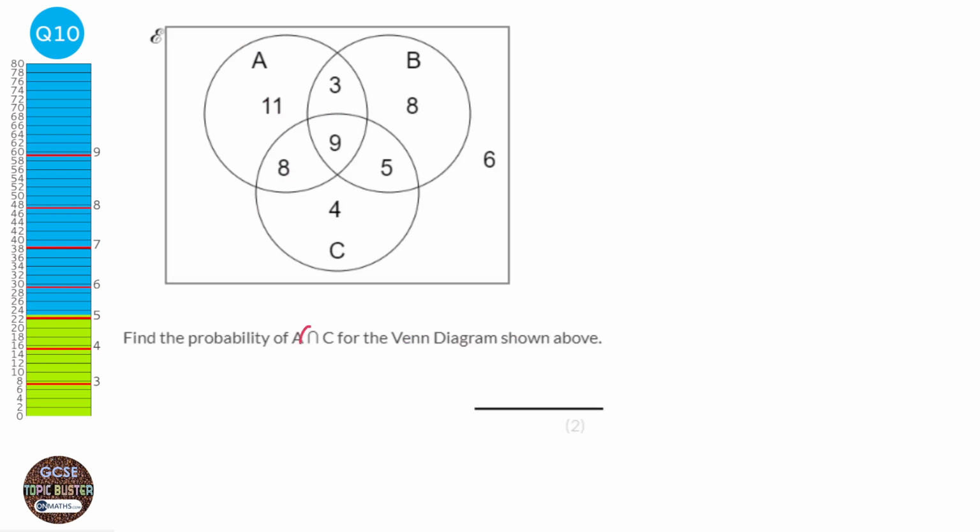So the symbol here basically means and. The way I remember it is if you draw that symbol and just put a line through it, you can make the word and. So we're looking at the probability of getting something that is in A and C. The only ones that are in A and C are this 8 and this 9 here. So we're going to add the 8 and the 9 together, which gives us 17.